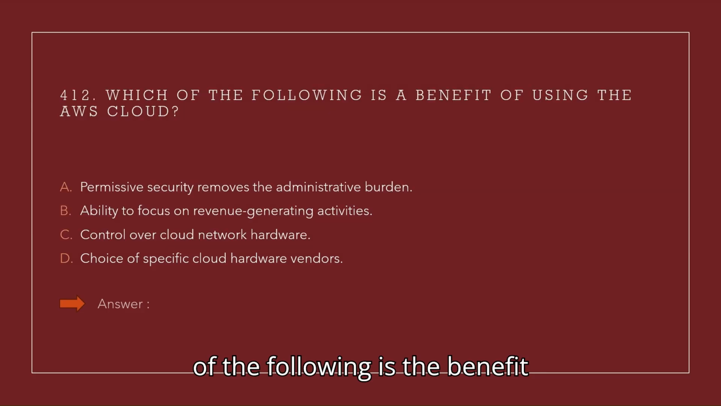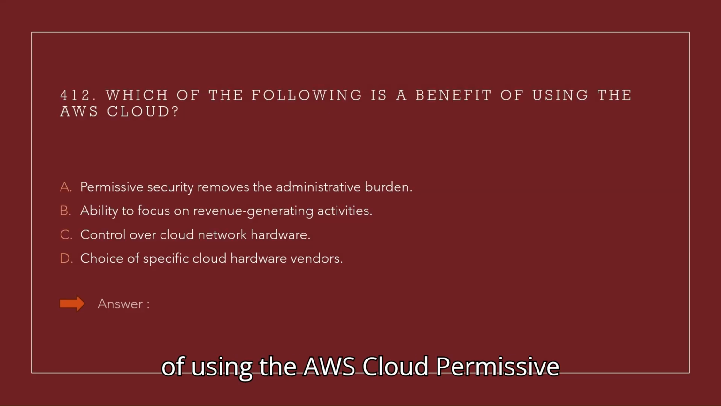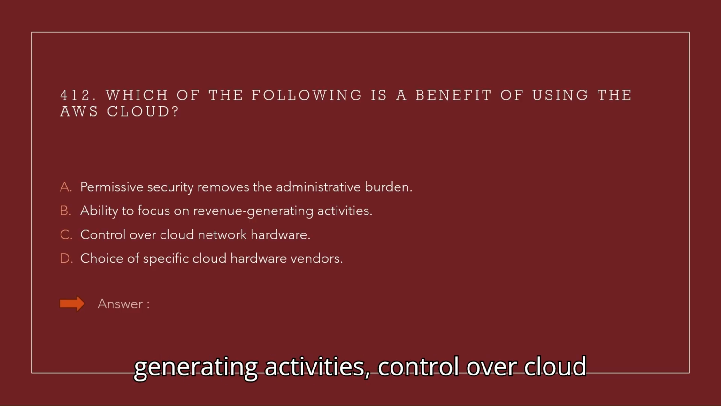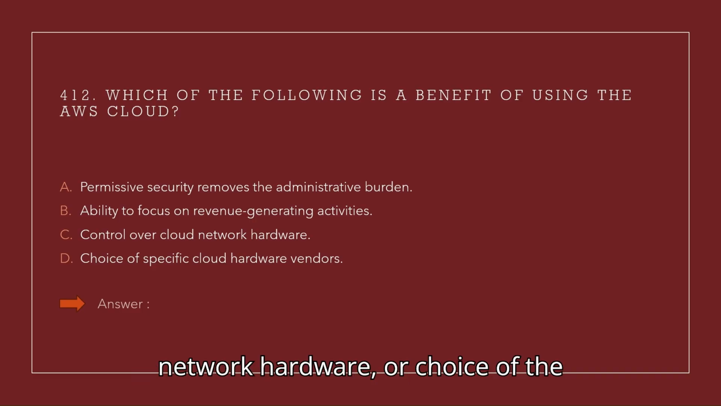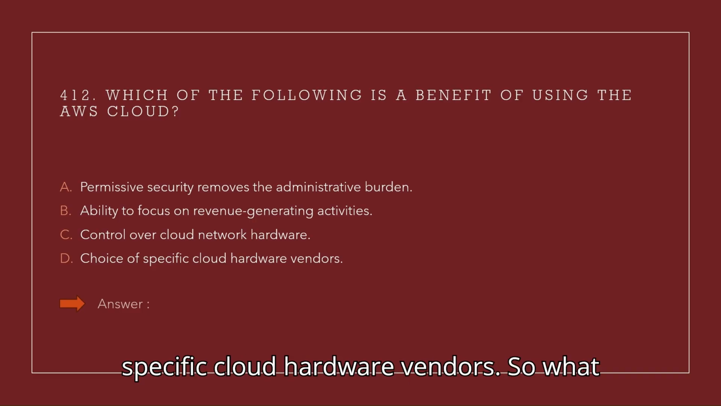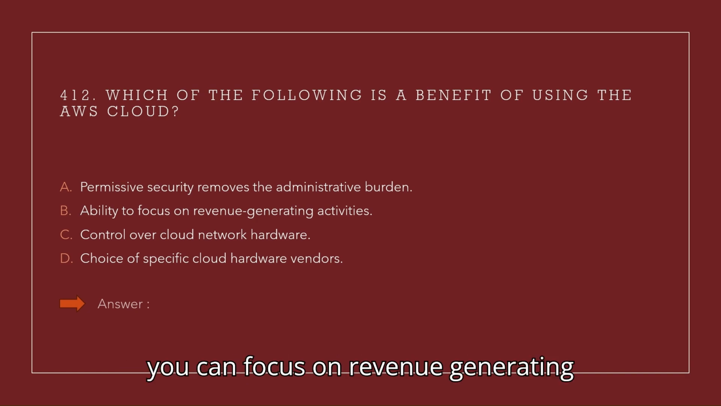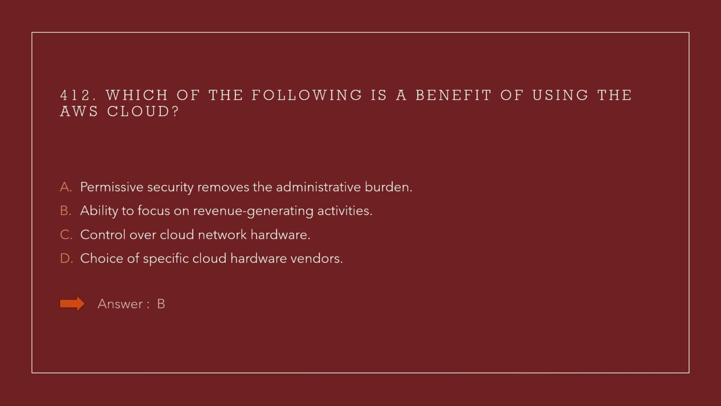Next question. Which of the following is a benefit of using the AWS cloud? Permissive security removes the administrative burden, ability to focus on revenue generating activities, control over cloud network hardware, or choice of the specific cloud hardware vendors. So, what is the benefit here? Option B, you can focus on revenue generating activities.